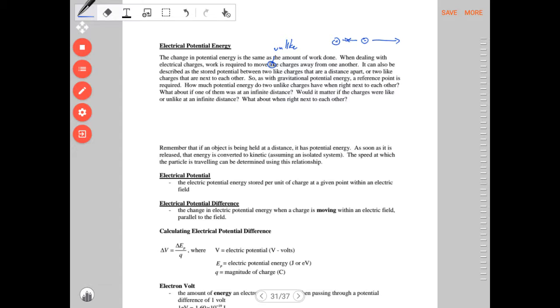Now, with like charges, if I move 2 like charges closer together, they don't want to be closer together, so then I have to do work with those as well.